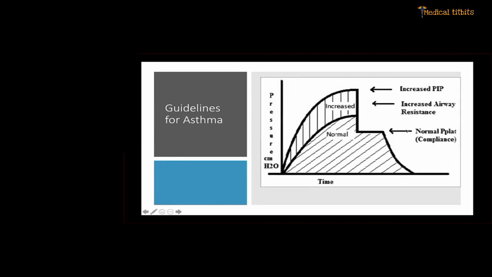This is what I was referring to. In this phase, the difference between peak inspiratory pressure and plateau pressure is all accounted for by the increased airway resistance. This much pressure drop is actually lost in the work of overcoming the resistance through the narrowed or constricted airways. But as long as the plateau pressure is within the normal limit, less than 30, then you are not going to have barotrauma risk.